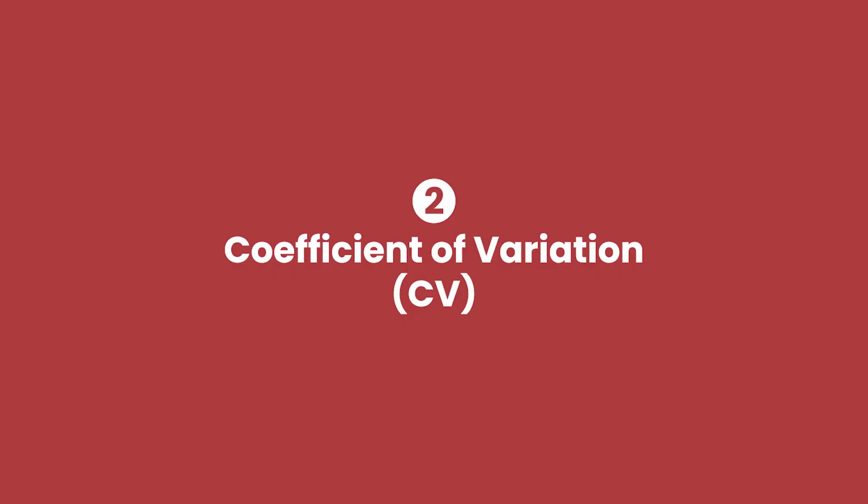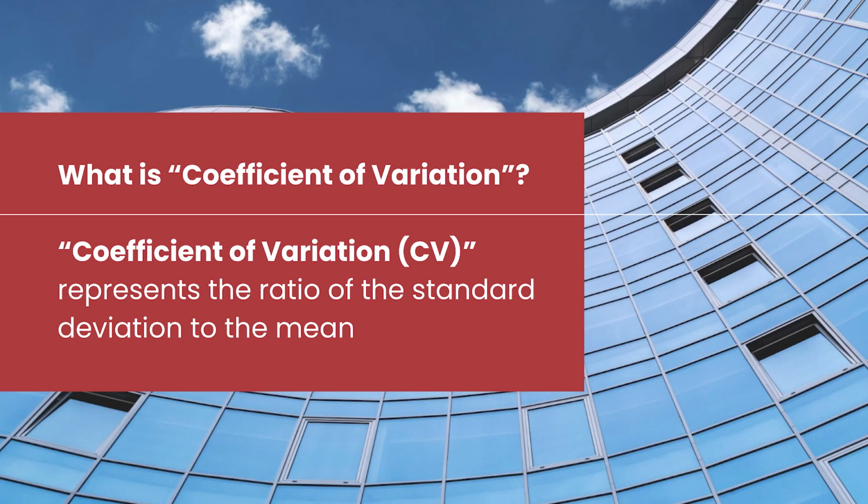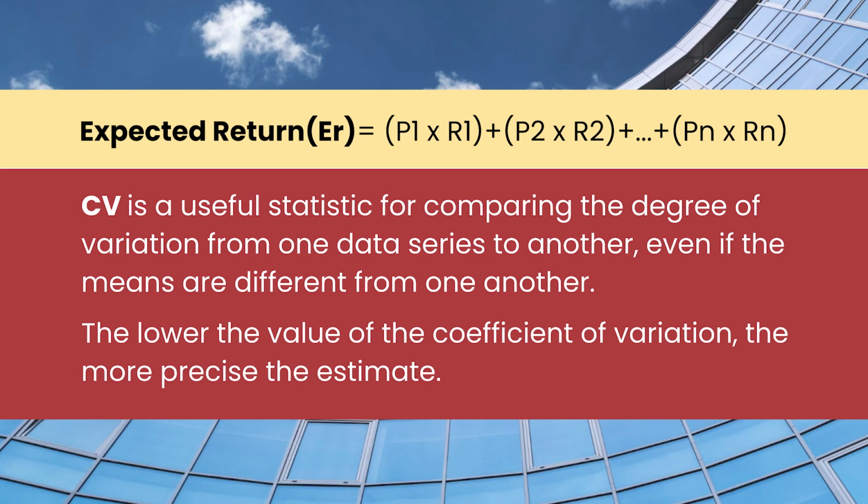At this point, we will move to the concept of the coefficient of variation. We use CV to stand for coefficient of variation. What is the coefficient of variation? The CV is a statistics tool to measure the degree of variation from one data series to another. You need to focus on what I'm saying here: we use CV to measure the degree of variation even if the means, or the expected rates of return, of those businesses are different.